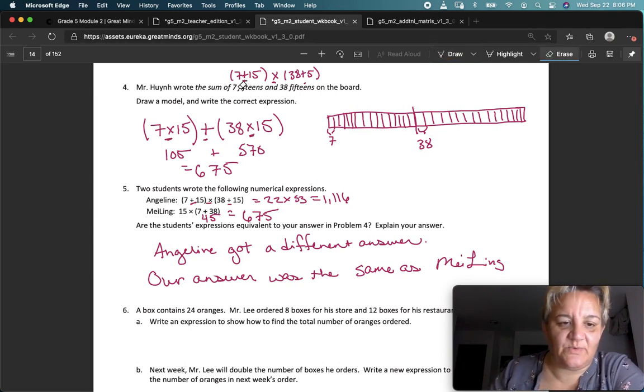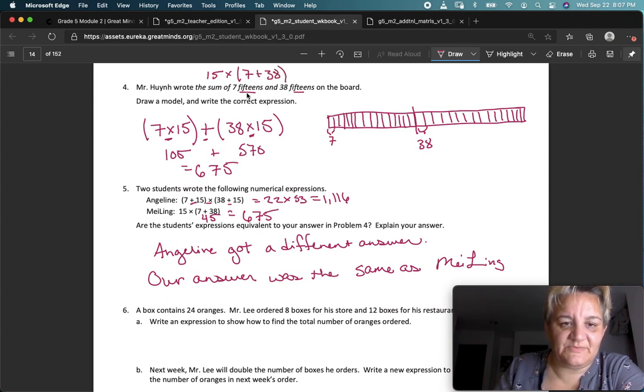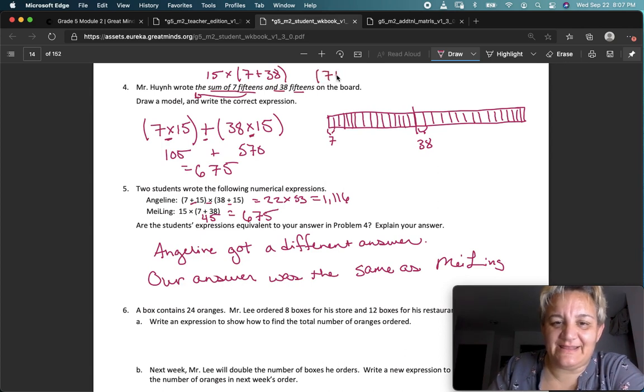Now, this is interesting, what Mei Ling did. Mei Ling got the same answer as us, but she put the 15 on the outside, right? She moved these 15s outside, and then she decided, you know what, I'm just going to multiply everything times 15, and I'm just going to add these two, right? So she moved the 15 over here, and then the sum of 7 and 38, because really what we have is the sum of 7 and 38 15s.